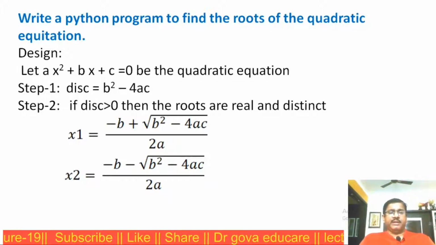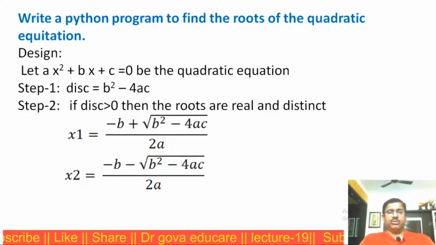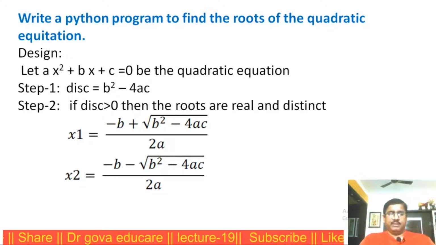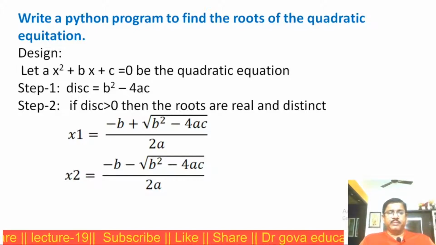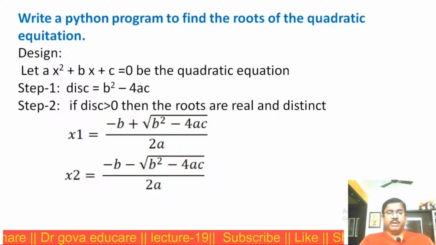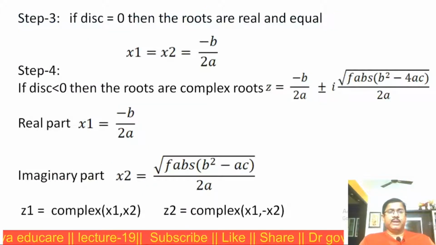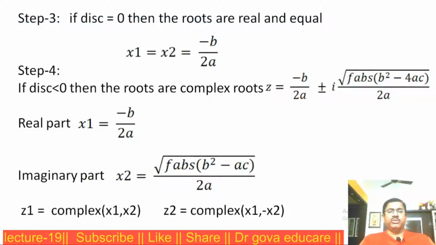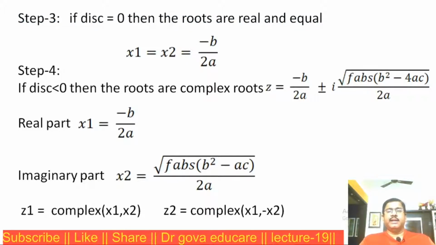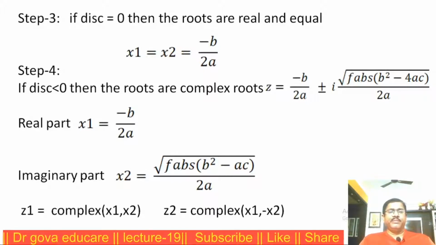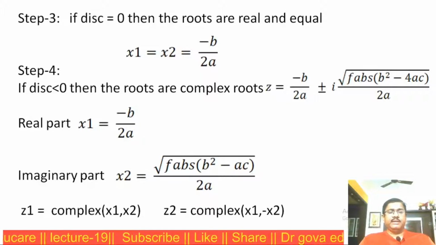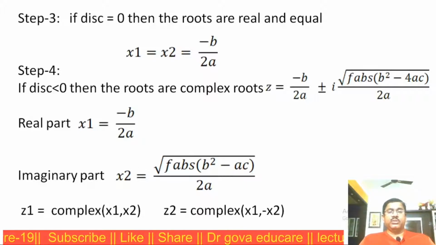Check if the discriminant is greater than 0, then the roots are real and distinct. These are the two roots: x1 is equal to minus b plus square root of b square minus 4ac by 2a, and x2 is equal to minus b minus square root of b square minus 4ac by 2a. Step 3: if the discriminant is equal to 0, the roots are real and equal, x1 is equal to x2 is equal to minus b by 2a. Next, if the discriminant is less than 0, then the roots are complex.